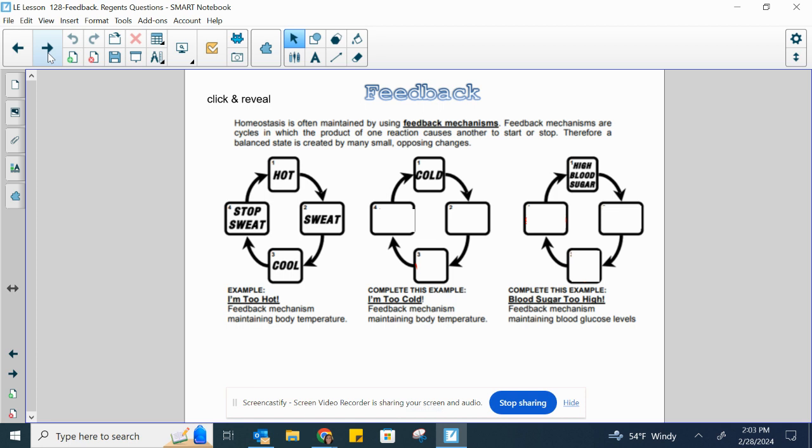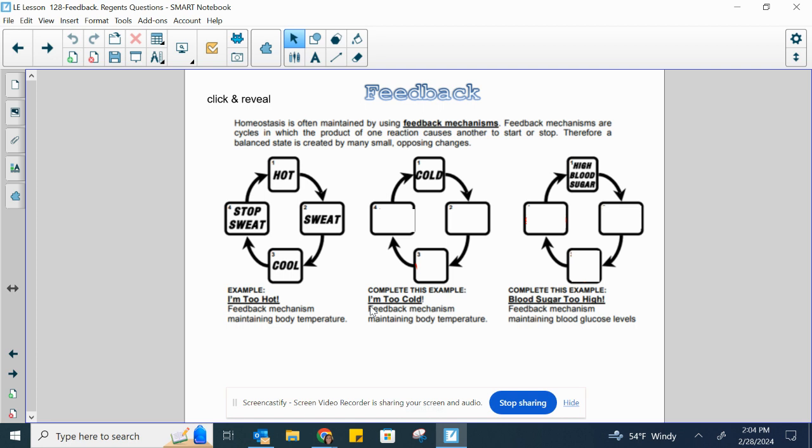Okay, so let's look at feedback mechanisms. We've talked about these already a little bit. Homeostasis is often maintained using these feedback mechanisms, and these are cycles in which the product of one reaction causes another to start or stop. A balanced state is created by many small opposing changes. For example, if you're hot, you start to sweat. As that sweat evaporates off your body, it takes body heat energy to go through the phase change from a liquid to a gas, which cools you down, and you stop sweating.